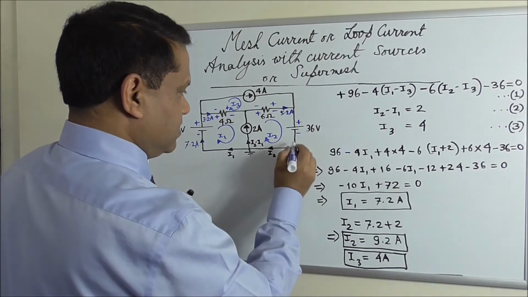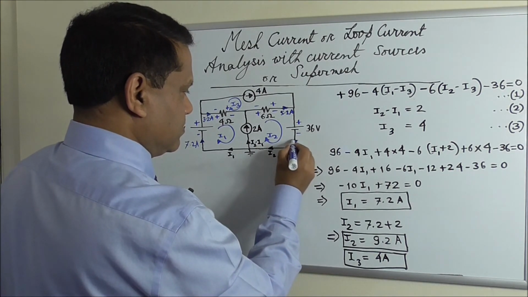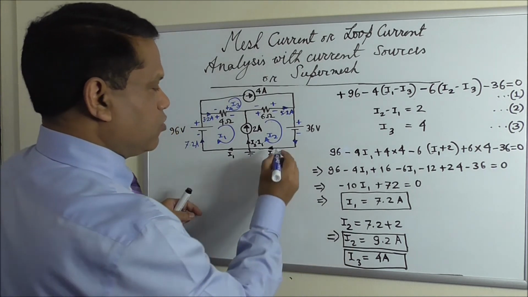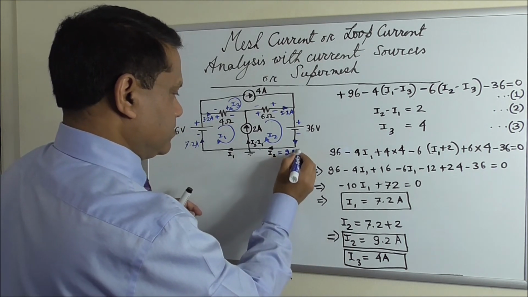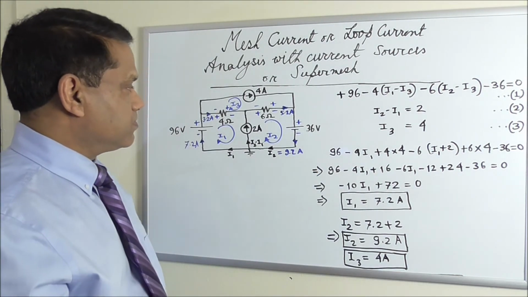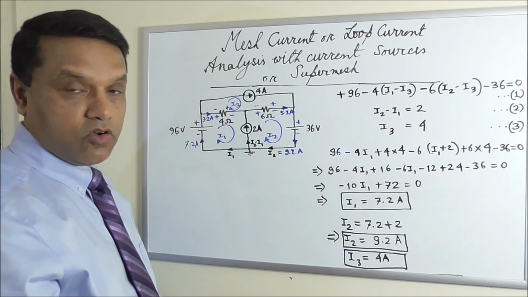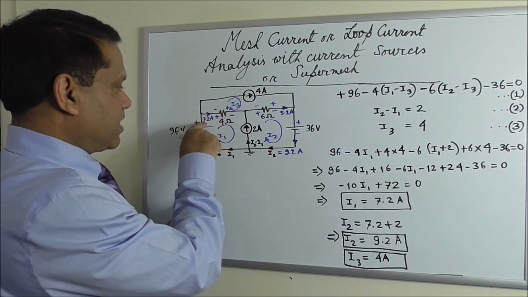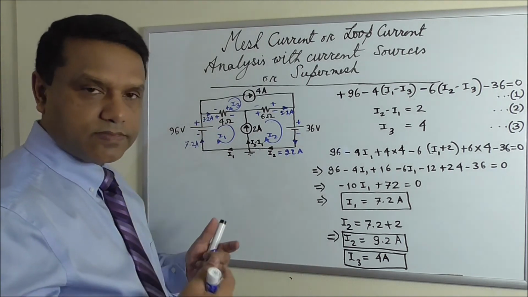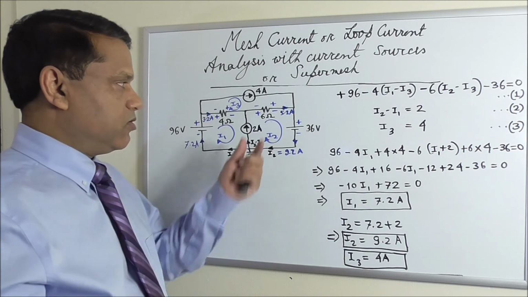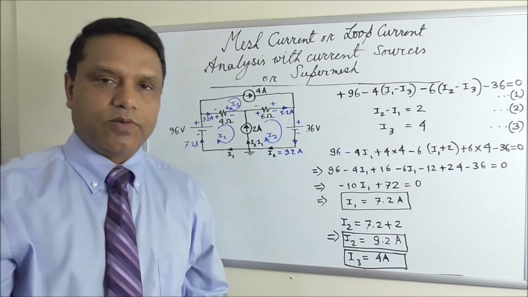And what is the current here? Is I2 this way. I2 is 9.2 ampere. So we have solved all the currents. Now the voltages is simply using Ohm's law. This is 96 volt and this is 4 ohm times 3.2 ampere. You will get the voltage drop here. And here 6 ohm times 5.2 ampere. You will get the voltage drop here. So that means we have solved this circuit.